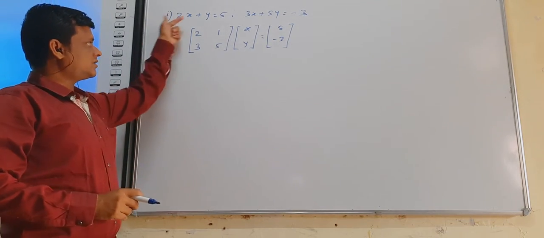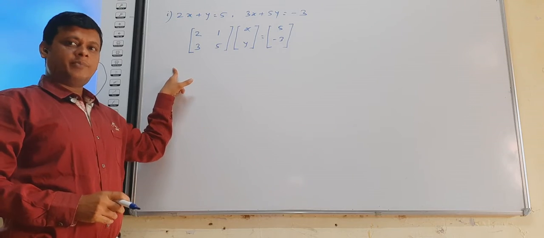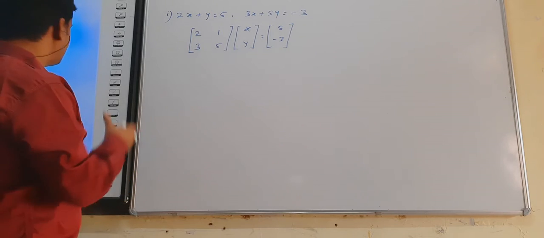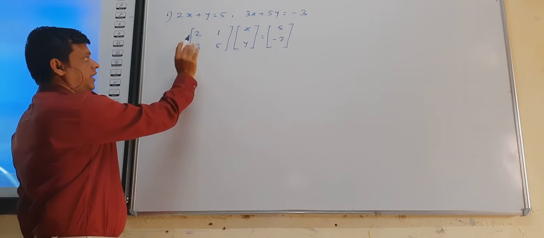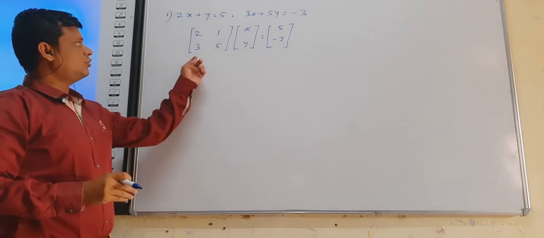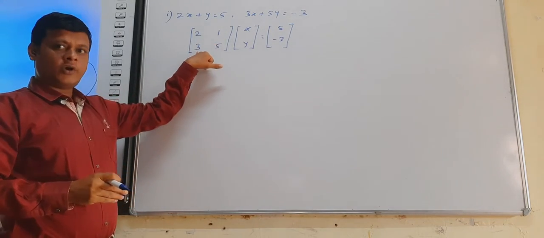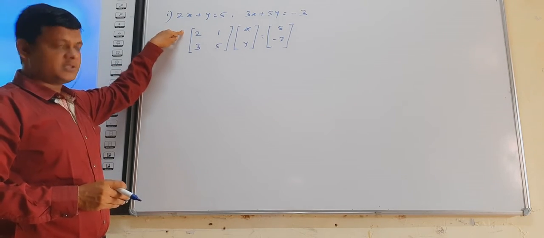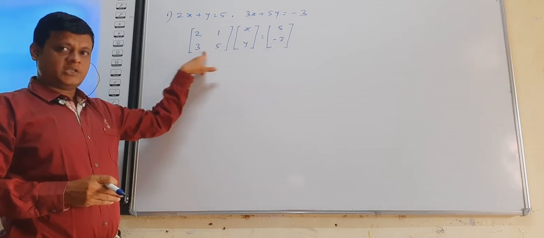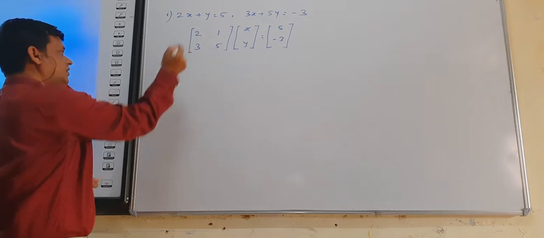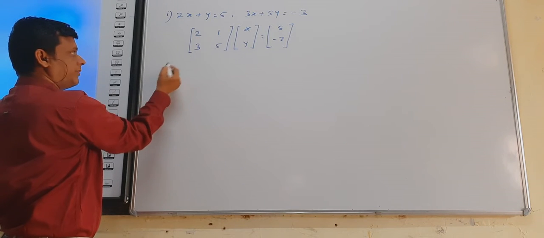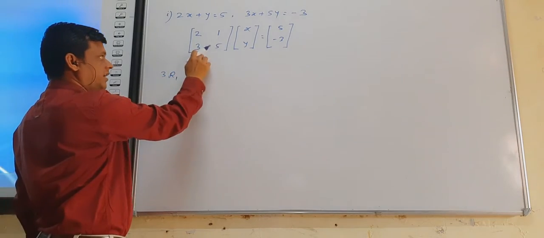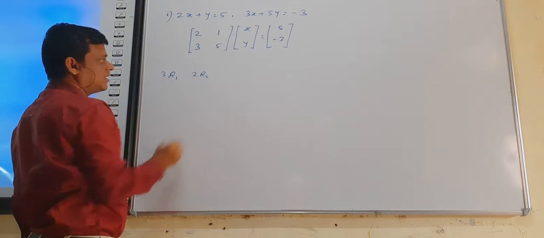So we have to reduce this coefficient matrix to an upper or lower triangular matrix or a diagonal matrix. In some place we have to make 0. So here, if we want a 0, we multiply the first row by 3, so 3 into 2 is 6, and multiply the second row by 2. So in this way, multiplying the first row by 3, that is 3 R1, and multiplying the second row by 2, that is 2 R2.